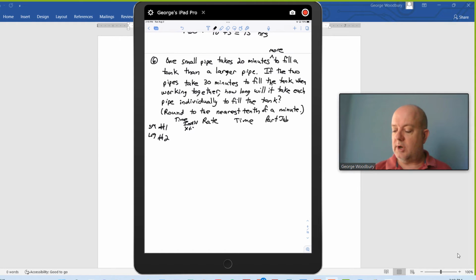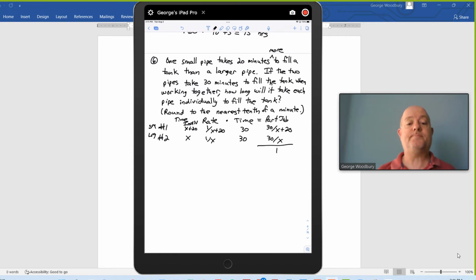So x plus 20 and x are the two times. The rates are the reciprocals of those, 1 over x plus 20 and 1 over x. The time, we're told that they could do it in 30 minutes, so I'll put 30 there. And then I multiply rate times time to get the part of the job completed. That's going to be 30 over x plus 20 and 30 over x. And those have to add up to equal 1.